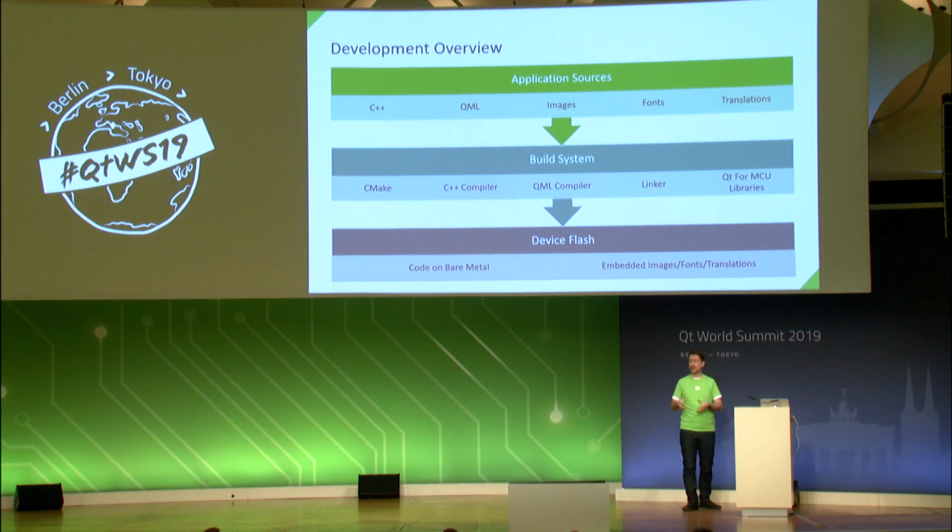So all of that comes together into an executable, sometimes a hex file that describes where what goes. And then you have to flash it onto the device. You can do this from Qt Creator. We also provide you with makefile targets to do this conveniently.